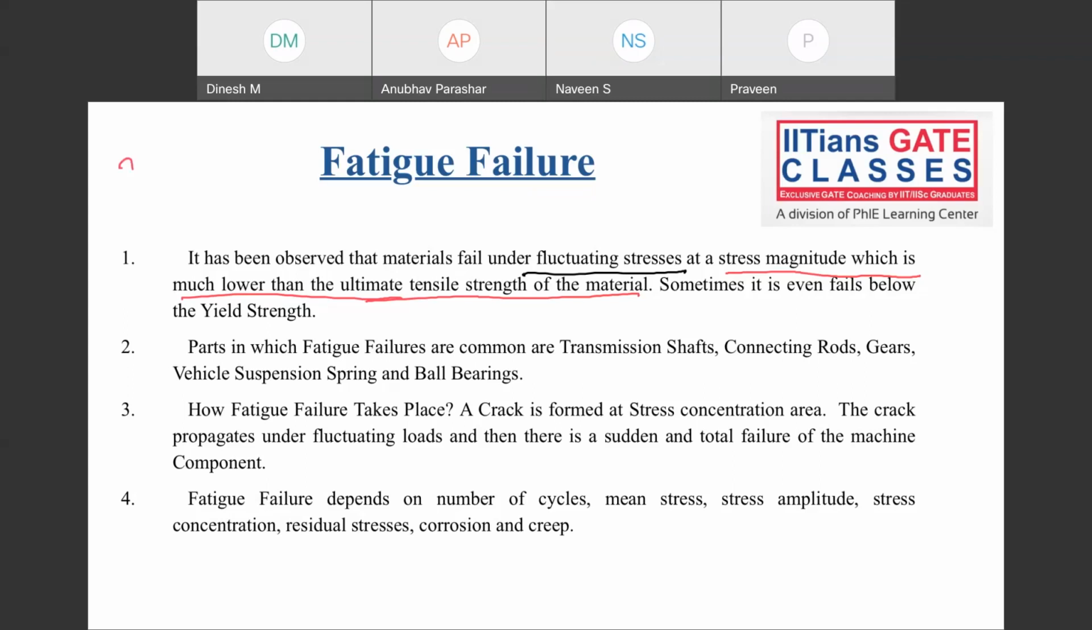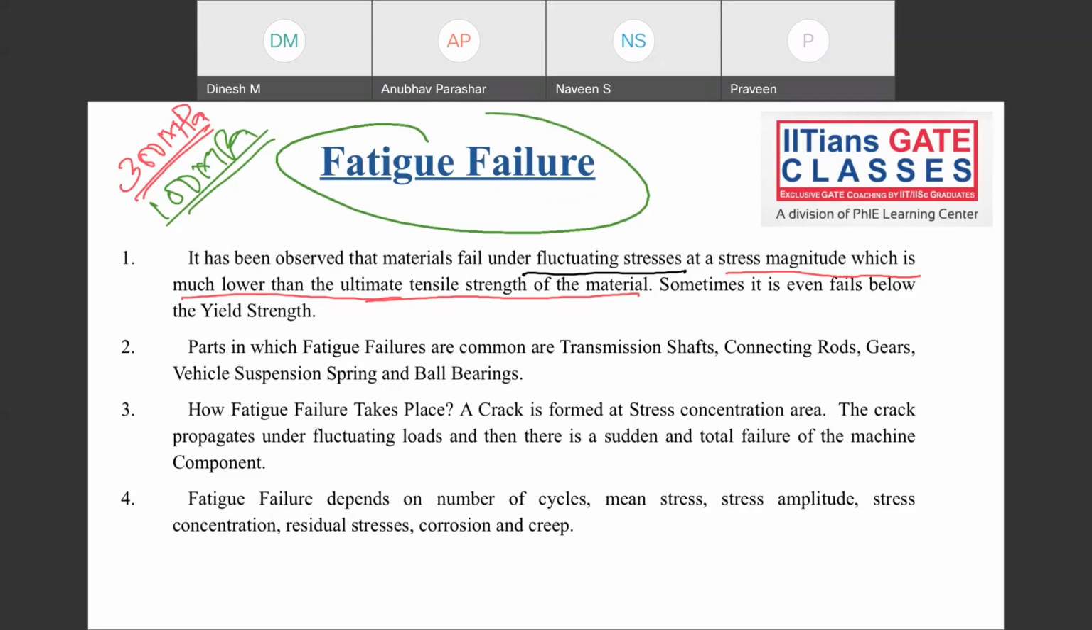The design strength is say somewhere around 300 megapascal. This is the design strength, right? But the materials were failing much earlier. Might be somewhere around one-third, that is somewhere around 100 megapascal. The scientists were very much confused why it is happening. Okay. So they did some research, and then this theory of fatigue failure came into picture. Right, so we are going to study what exactly is fatigue failure.